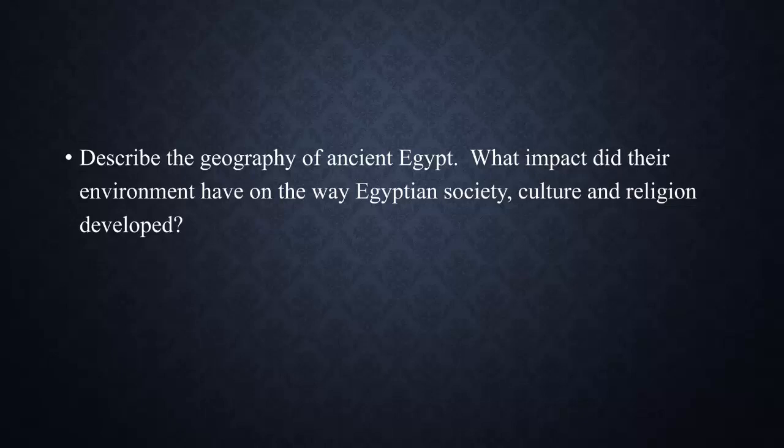Describe the geography of ancient Egypt. What impact did their environment have on the way Egyptian society, culture, and religion developed? And really, you can't talk about Egyptian geography and its impact without talking about the Nile River. That is really the central element that made all of life in Egypt possible.